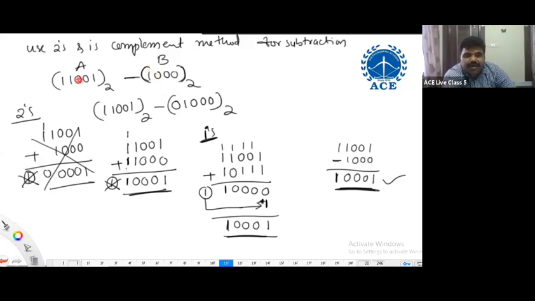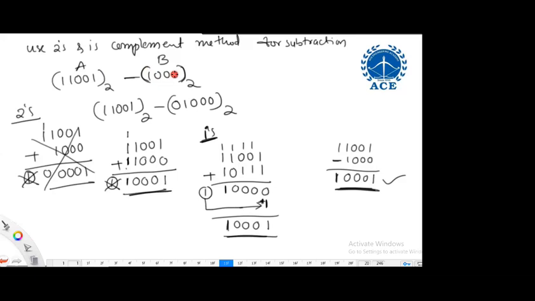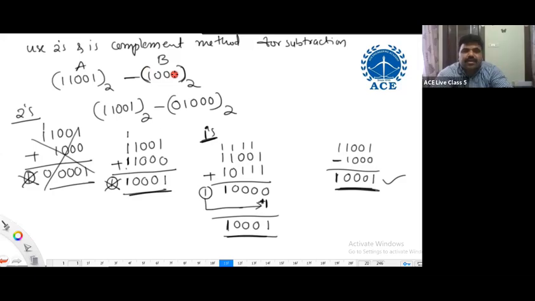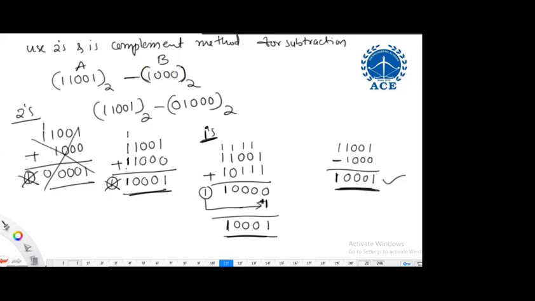Whatever I've been mentioning is applicable for other number systems also. For decimal numbers, I want to use the tens complement and nines complement method. I mentioned it generically. Okay. Thank you, sir.